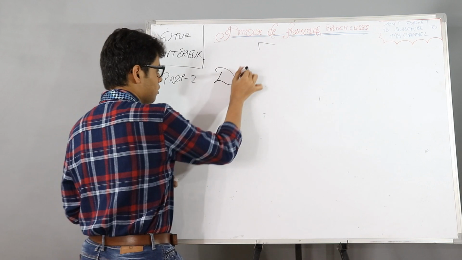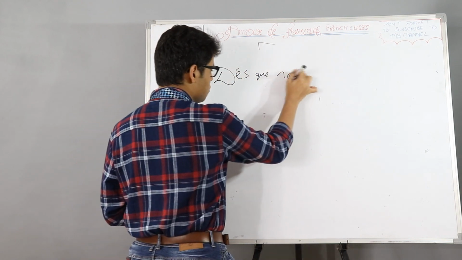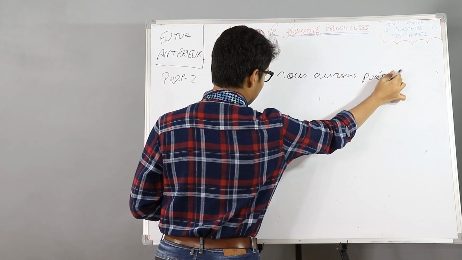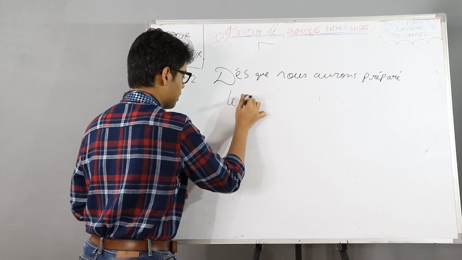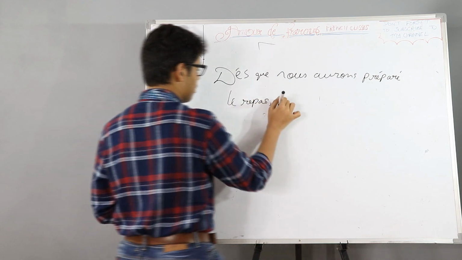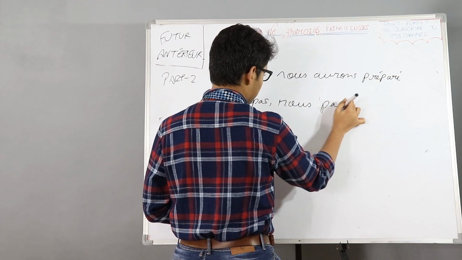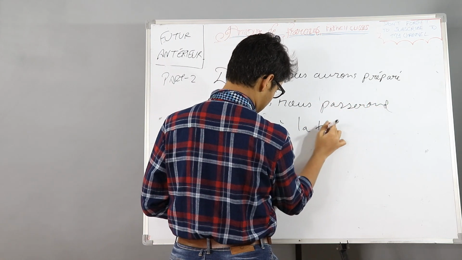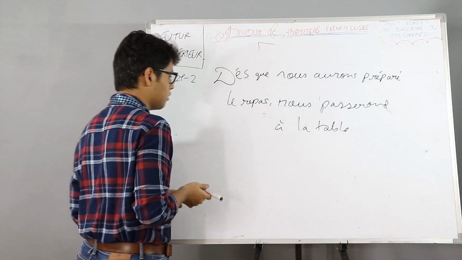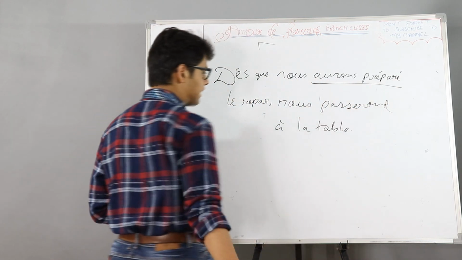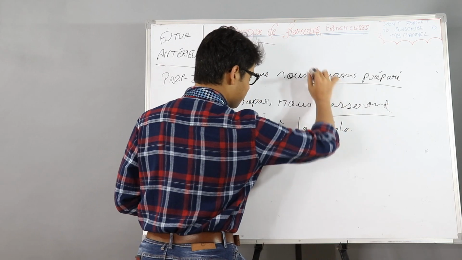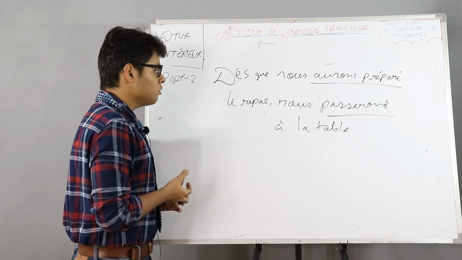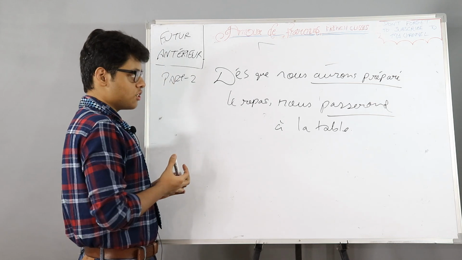So, "dès que nous aurons préparé le repas, nous passerons à la table." Futur antérieur, futur simple. So, "nous aurons préparé", we would have finished. No, we would have prepared.